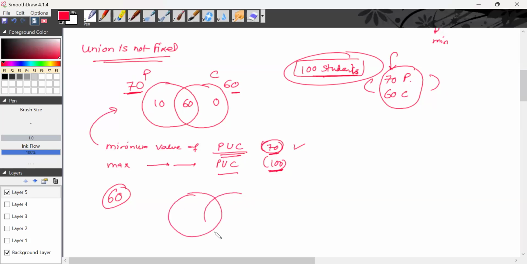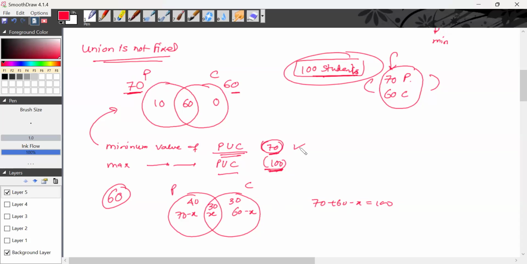मैक्सिमम 100 होगा तो कैसे बनेगा? We'll assume the intersection to be x, so this will be what? 70 minus x, and this will be 60 minus x. This is physics and chemistry. The union has to be equal to 100 to become its maximum. So if I add them, can I say the x will get cancelled? It will be 70 plus 60 minus x is equal to 100. Thereby, we'll get the value of x to be 30. तो ये कितना हो जाएगा? 40 और ये हो जाएगा 30. ठीक है ना?